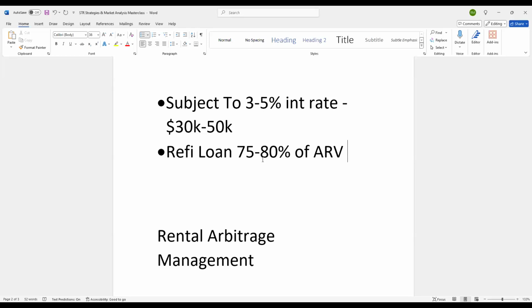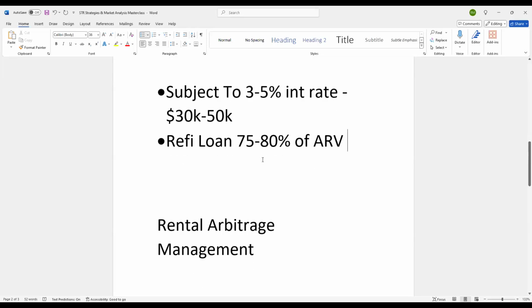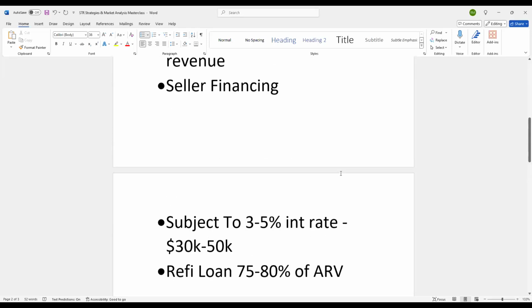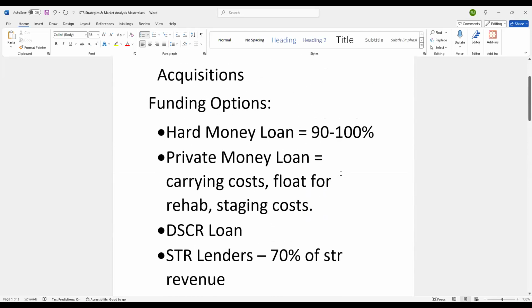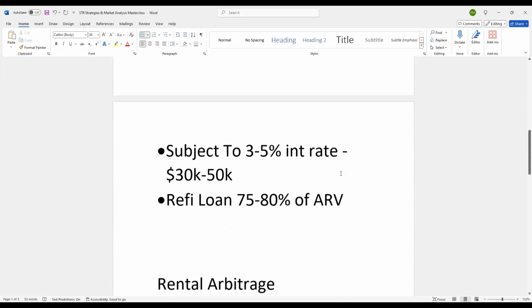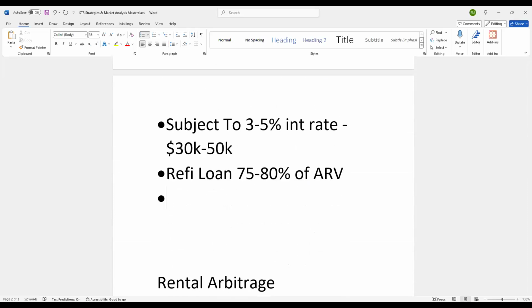So that's another good way to continue to scale under acquisitions, by doing a refinance at a lower interest rate. Now, obviously, hopefully the rates start to stabilize and come down to where that's a good option for you after you come out of your hard money loan. So those are all the ebbs and flows of the funding options within acquisitions.